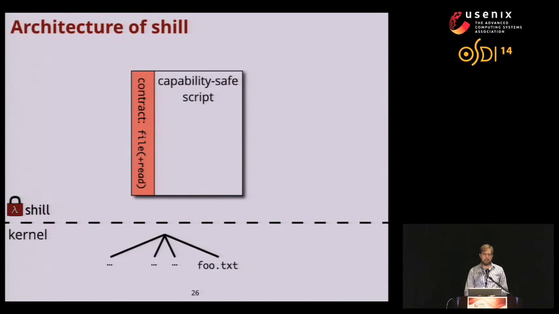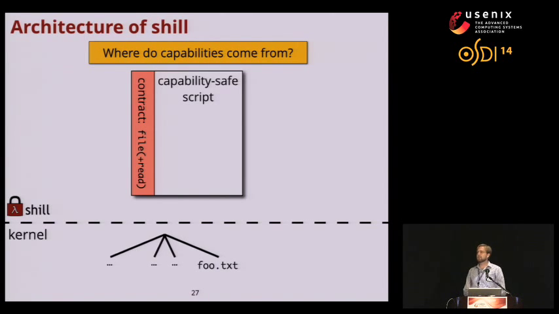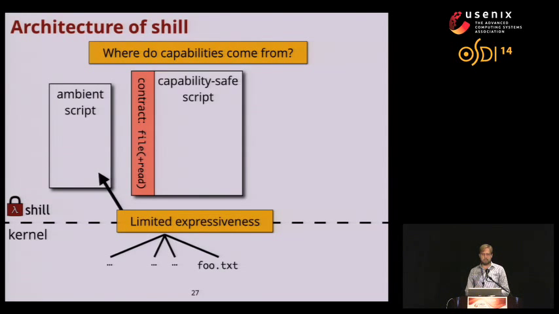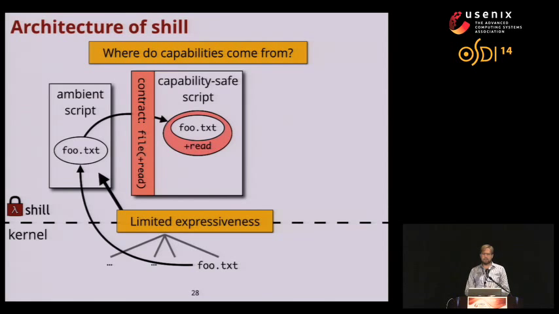Now, there's one step I haven't told you about yet, and that's where did the capability that I'm going to give this script actually come from? And this is a common problem in most capability systems, the need to actually bootstrap some initial set of capabilities. The way we solve this in SHILL is through a special type of script called an ambient script. And an ambient script provides glue between the world of discretionary access control and the world of capabilities. And the important thing about it is it has very limited expressive capabilities. Basically, all that it can do is create a new capability for some system resources, like foo.txt, and then pass them into a capability-safe script.